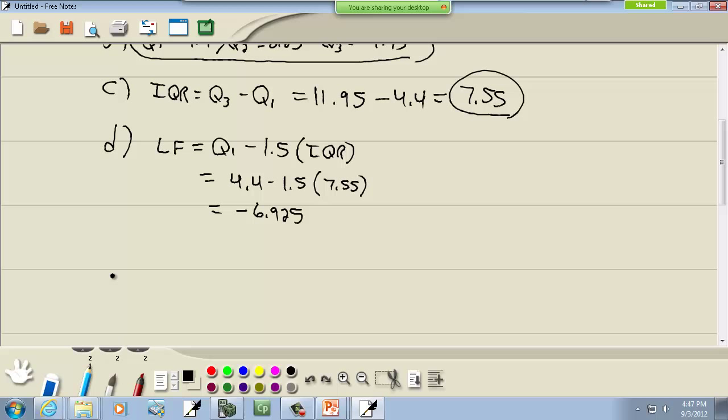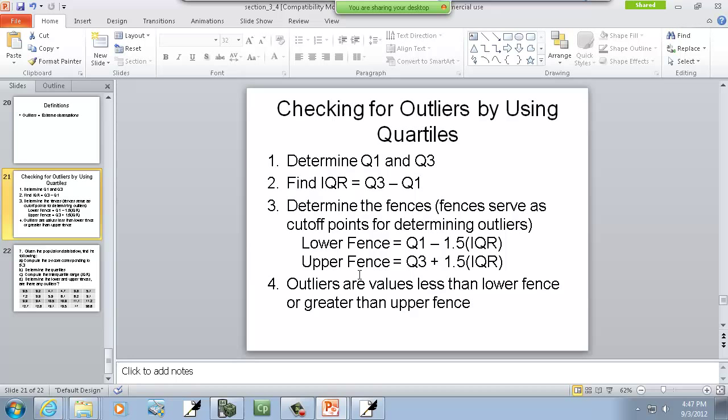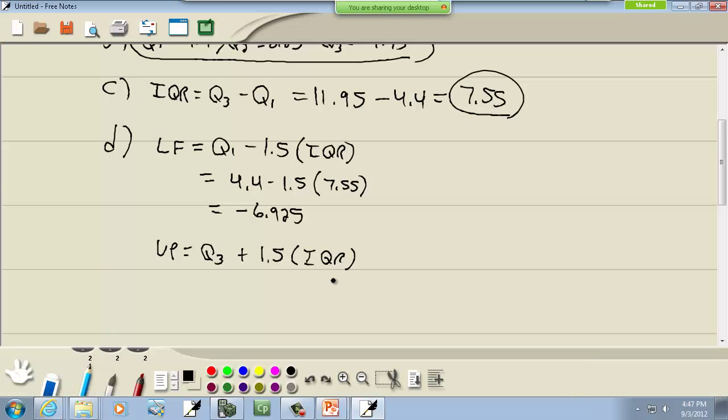Okay. Now our upper fence, I'll say UF is equal to Q3 plus 1.5 times our IQR. Meant upper fence. There we go. Q3 was 11.95 plus 1.5 times IQR, which was 7.55. So we got 11.95 plus 1.5 times 7.55, and we get 23.275.